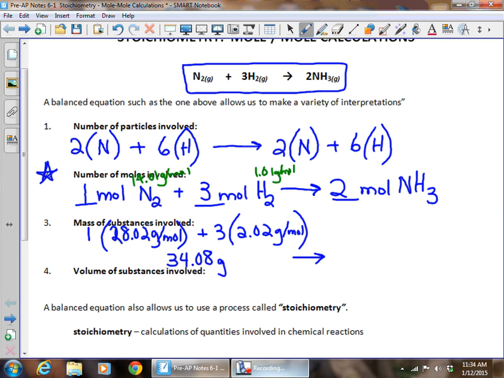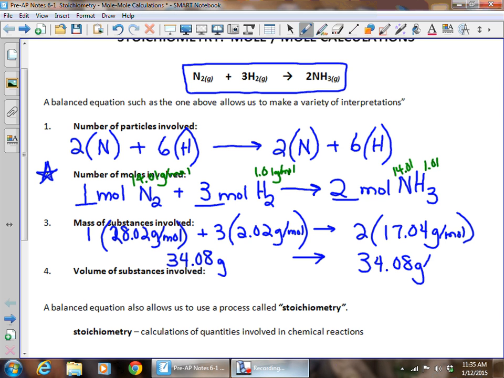Now, when we react this, the law of conservation of mass says we better have exactly the same amount. And of course, if the particles are the same, we're going to have the same amount. Remember, our nitrogen is 14.01 grams per mole, our hydrogen 1.01. So if we have 3 of those hydrogens added to our nitrogen, we're going to end up with 17.04 grams per mole total for our ammonia, which is going to give us our 34.08 grams per mole.